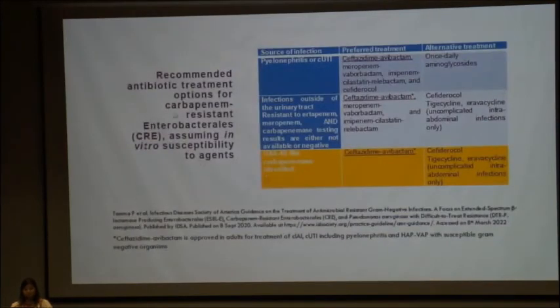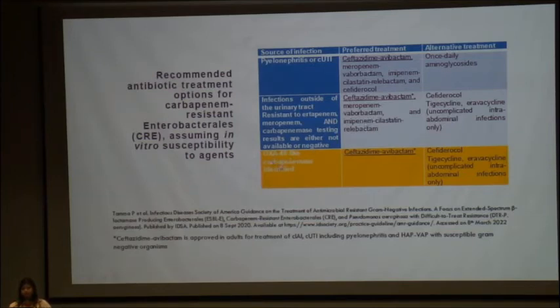So this is the recent recommendation for use of various antibiotics in case of carbapenem resistant Enterobacterales based upon the in vitro susceptibilities. If it is a pyelonephritis or a catheter associated UTI, ceftazidime-avibactam or meropenem-avibactam, which is not available here, or imipenem can be used. For infections outside the urinary tract which are resistant to ertapenem and meropenem and carbapenemase producing, again the recommendation is ceftazidime-avibactam or meropenem-avibactam, which again is not available but may soon be available in India.